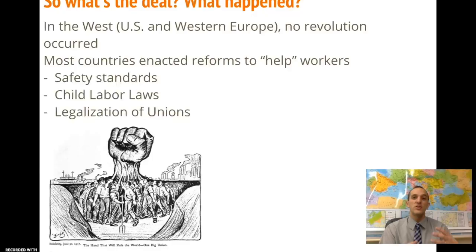Also, we have the legalization of unions, and unions are when workers join together collectively to demand better rights, better working conditions, better wages. If you know someone who's a teacher, a firefighter, a nurse, a police officer, a football player, a baseball player, they are in a union. That union negotiates contracts to the management in order to get the best conditions possible.